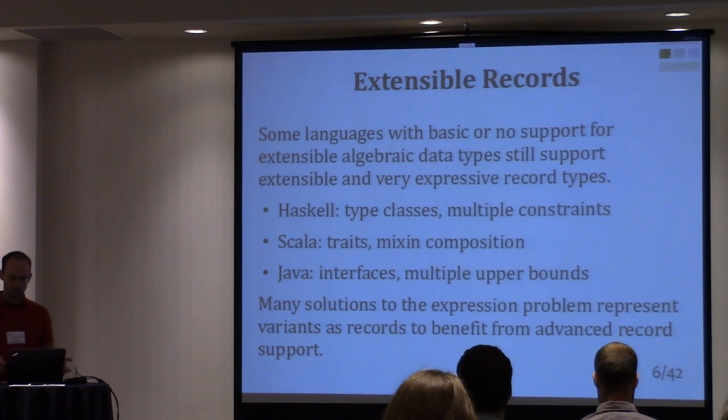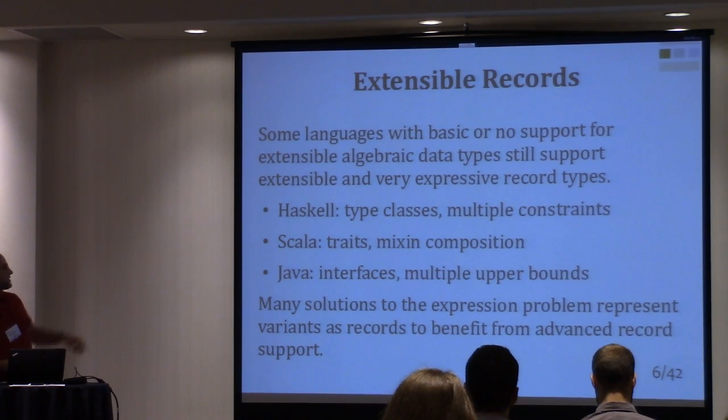In Scala, we have traits, which support mixin composition, so they are obviously about extensible records. And even in Java, we have interfaces, which are a bit like records. And then we have multiple upper bounds. So if we have a type variable, we can give it an intersection type as an upper bound. It's this crazy feature about Java no one knows. There's an ampersand type operator in Java, but you can only use it half of the time. So these languages and others have support for extensible records.